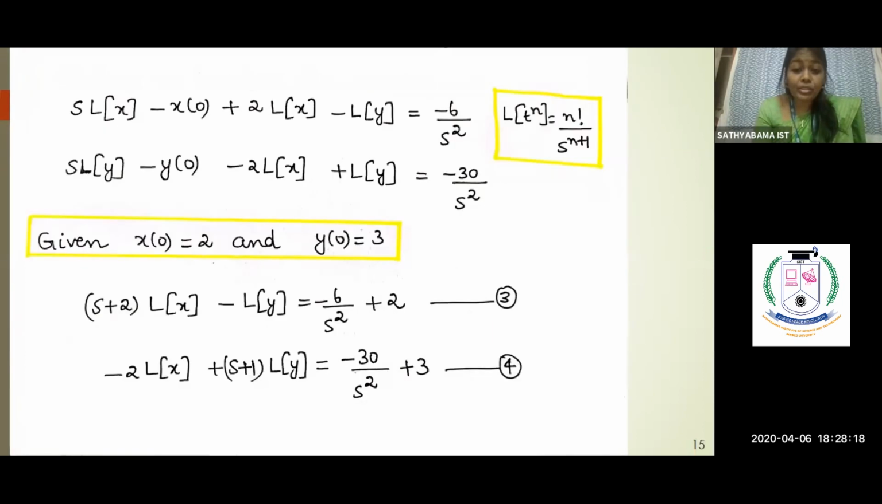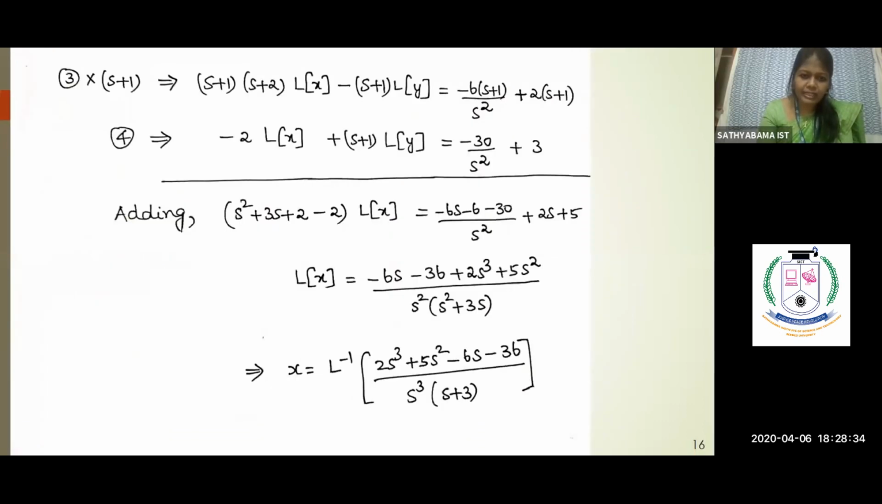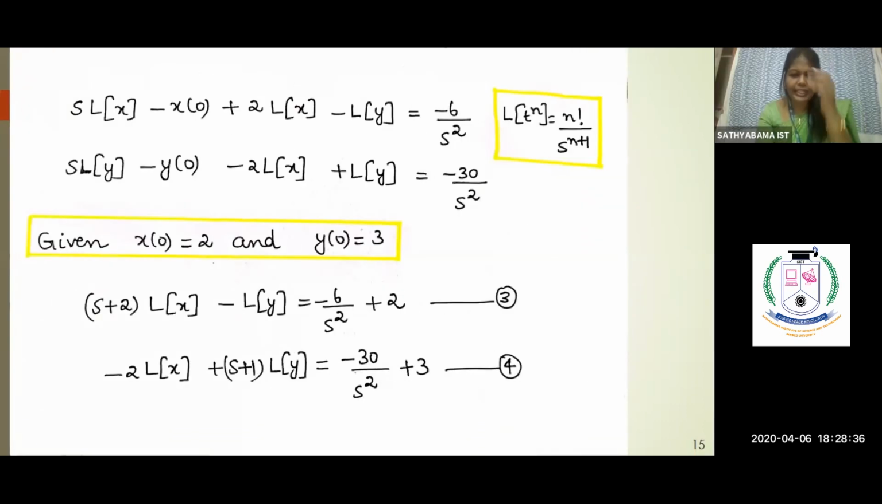Now before we go to step 4, what do we do in step 4? We're going to treat equations 3 and 4 as 2 equations with 2 unknowns. Remember, eliminate one variable from the picture. So let's eliminate L of y. You can eliminate L of x also, but I'm going to eliminate L of y. Now, how do I eliminate L of y? Listen carefully. Equation 4 has s plus 1 into L of y. Equation 3 has minus L of y.